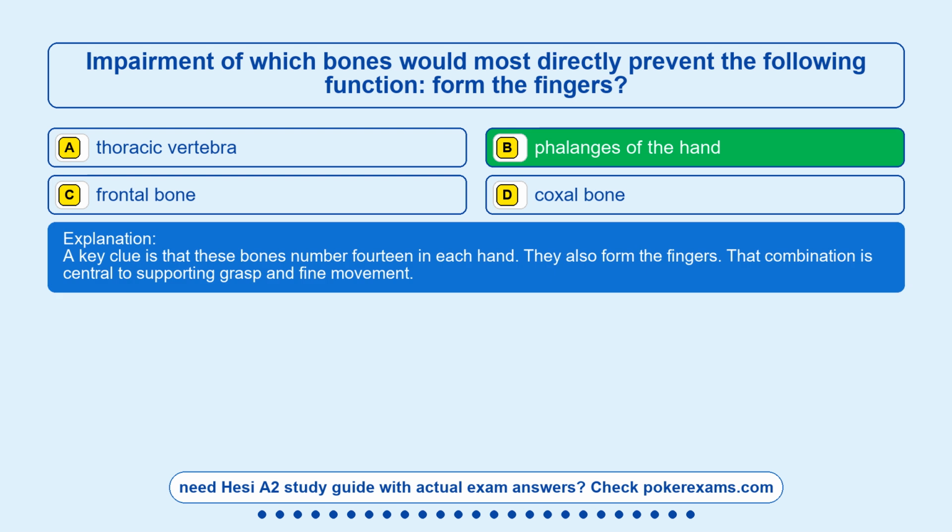A key clue is that these bones number 14 in each hand. They also form the fingers. That combination is central to supporting grasp and fine movement.